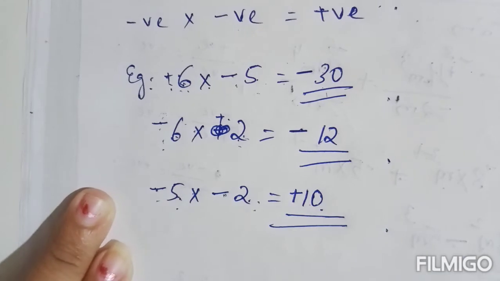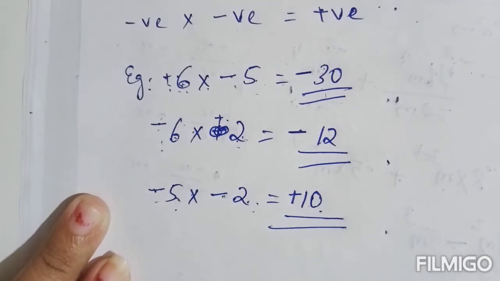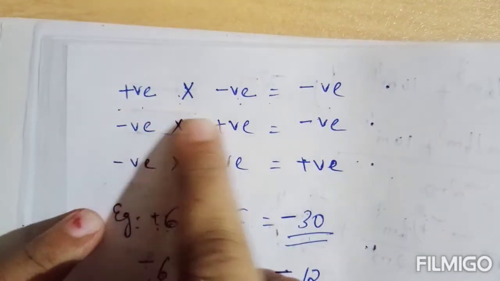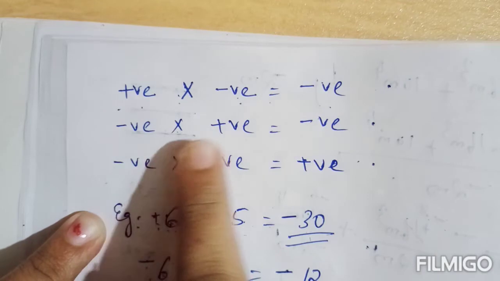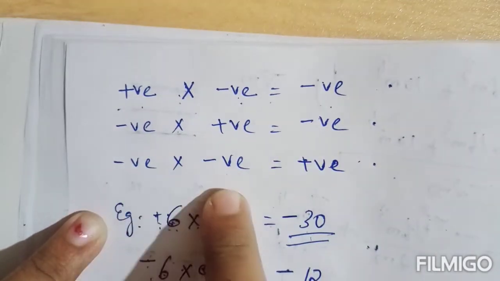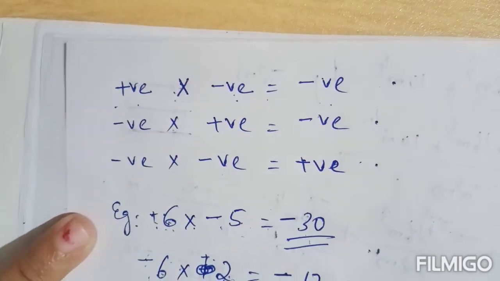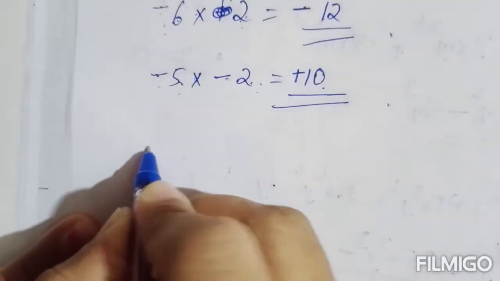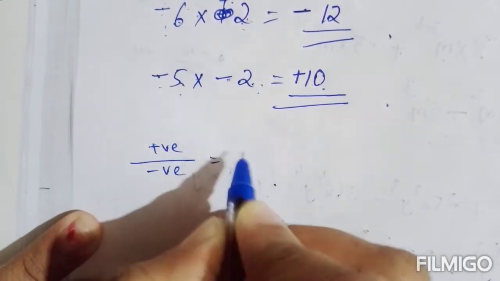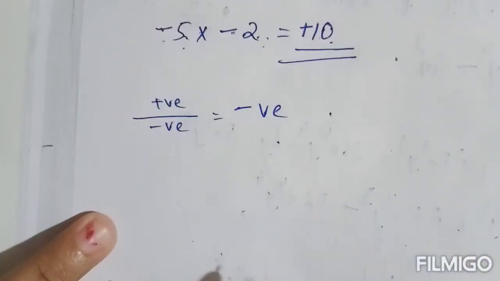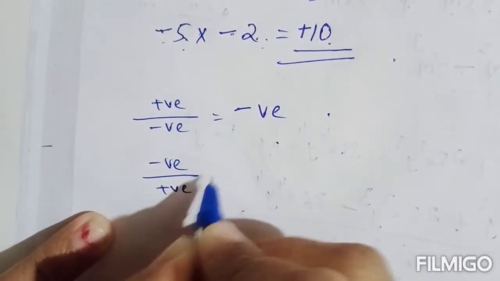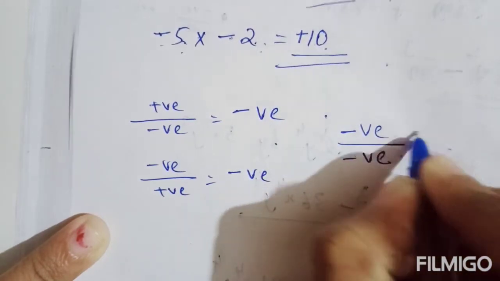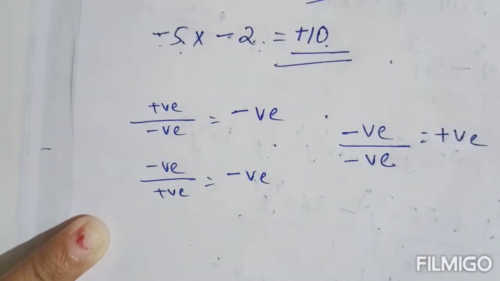Okay, addition, the case is different. Addition and subtraction, you already studied that. This is multiplication. Multiplication rule is positive into negative, it is negative, or negative into positive, it is negative. Negative into negative, it is positive. The same rule you can follow for division also. Positive by negative, you will get a negative. Negative by positive also you will get a negative. But negative by negative, you will get a positive as answer.